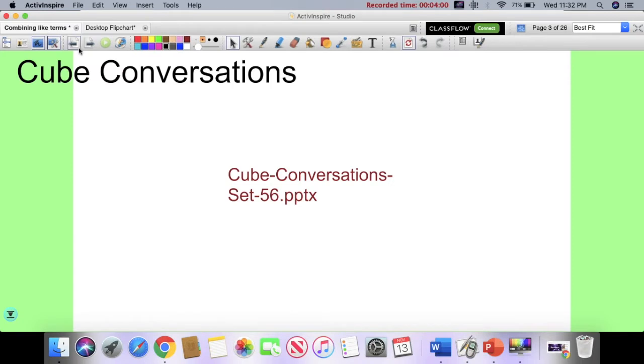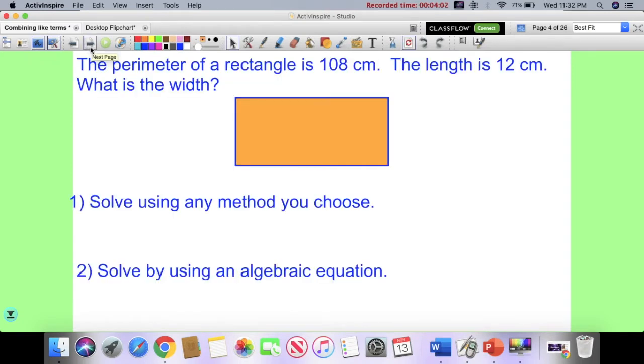Okay, so back to now. The perimeter of a rectangle is 108. The length is 12. What is the width? So I know that the perimeter here is, I'm calling this the length. I'm going to call this the length. Call this the width and the width. So if I add all these, I know it's going to give me 108. They tell me this guy's 12 and this guy's 12. So what is this missing number here?